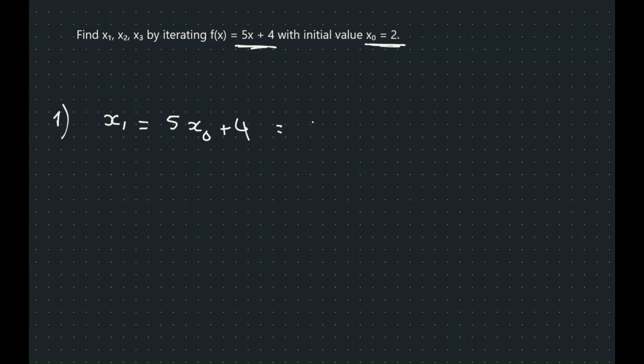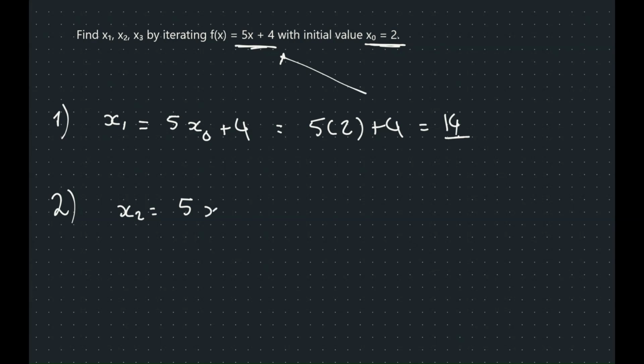So what will you get? 5 times 2 plus 4, and the answer is 14. And then the second step is you take this 14 and then you substitute it back here to get x2. So x2 is going to be equal to 5 times x2 minus 1 plus 4, which is the same as 5x1 plus 4. So 5 times 14 plus 4, which is quite a big number. So let's see what it is. It's equal to 74.